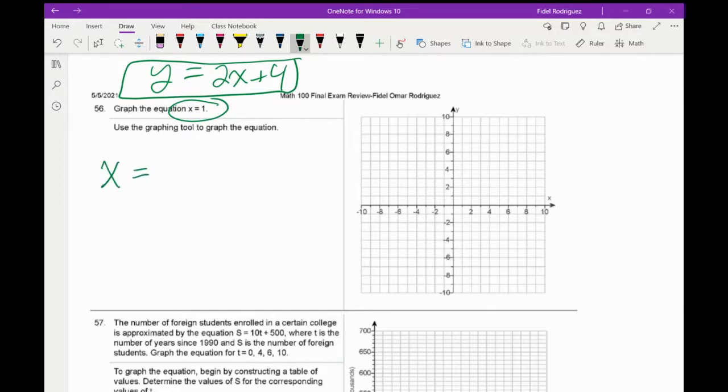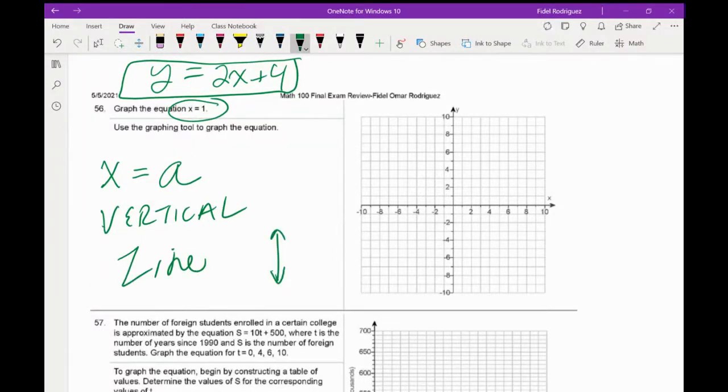So anytime we have an equation where it has x equals some number, whatever number it is, y'all, this is going to be a vertical line, okay? Vertical lines go up and down. So what we're going to do is go on the x-axis where x equals 1, put a point, and then just draw a line that goes like this.